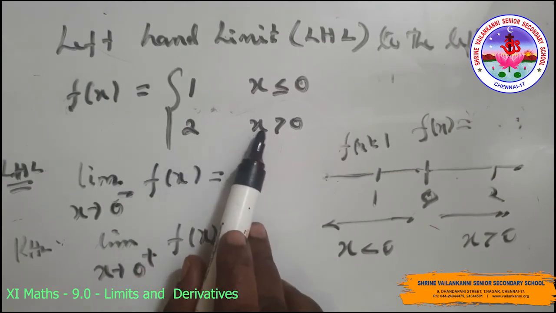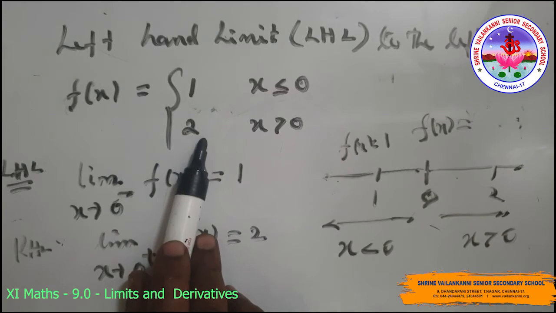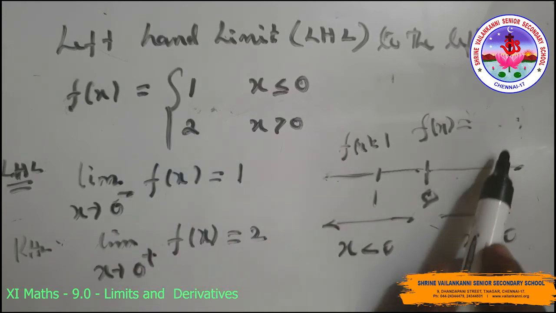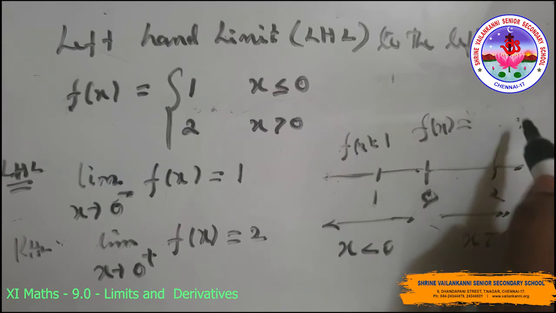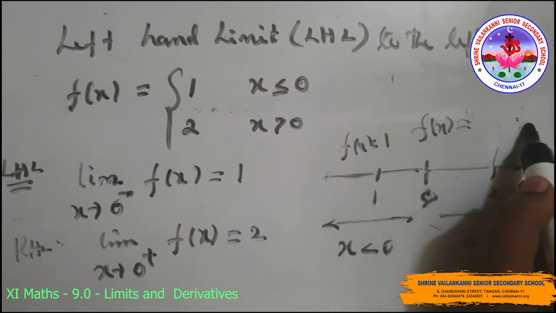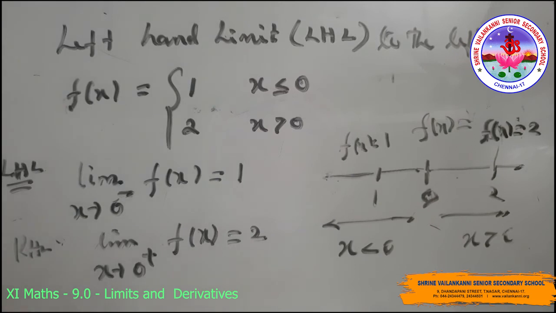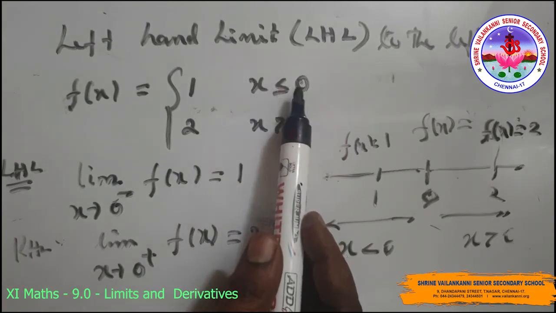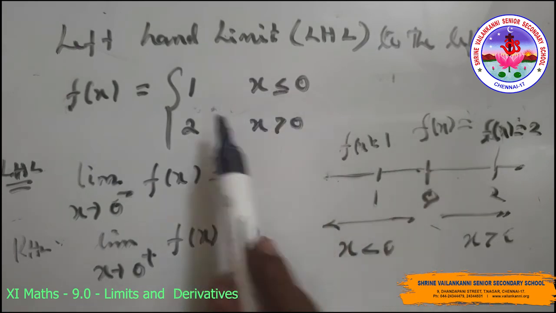And it is given that for x greater than 0, f of x equal to 2. So to the right of 0, which is x greater than 0, we denote it as right hand limit, limit x tends to 0 plus f of x equal to 2. Here it's given that x is less than 0 or equal to 0. When x equal to 0, then f of x equal to 1.